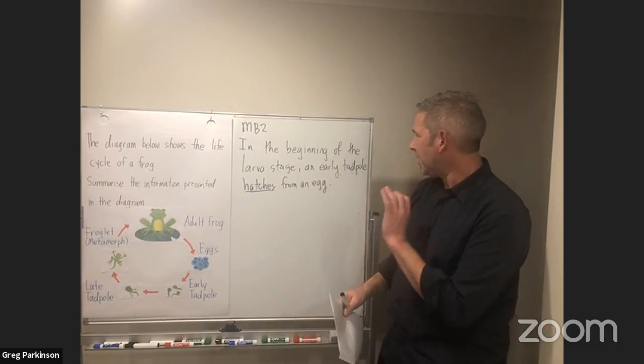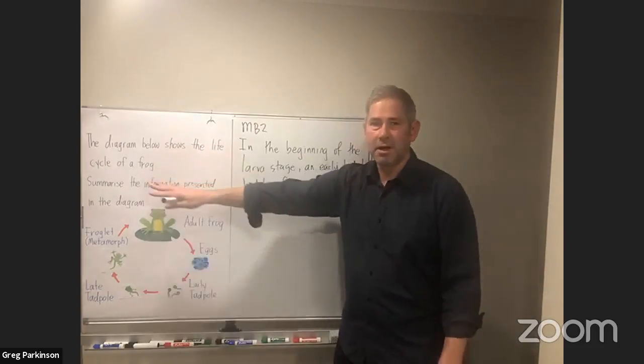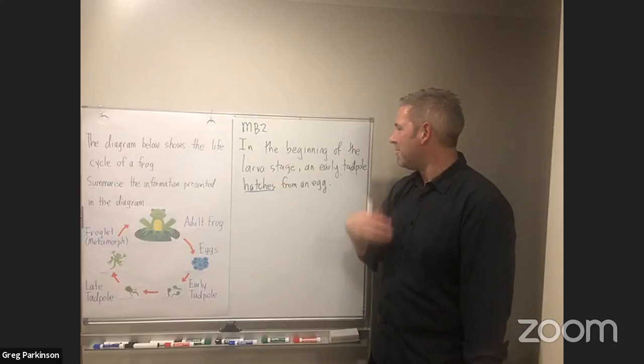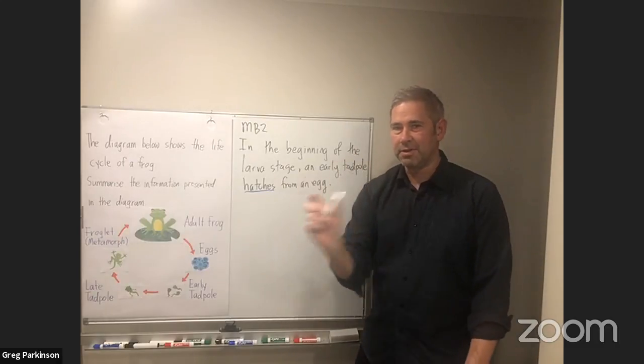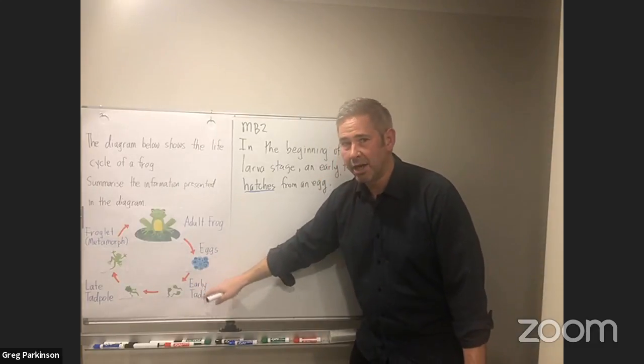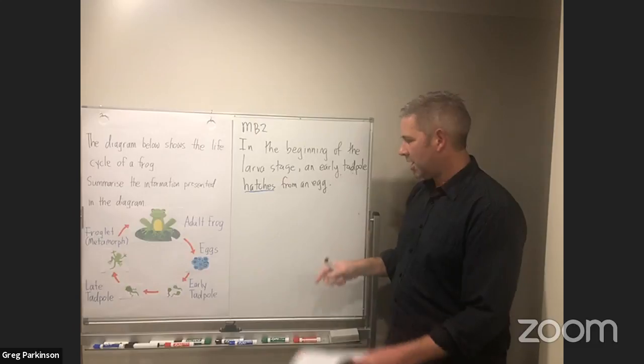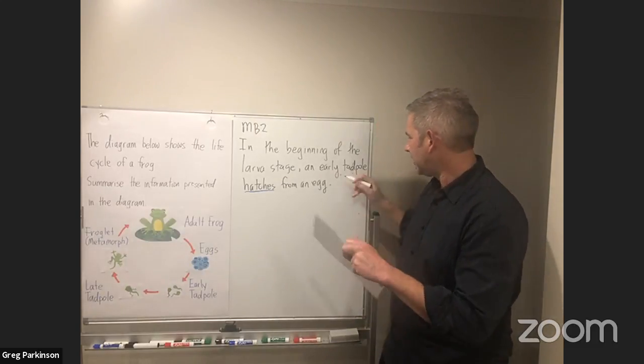So in the beginning of the larva stage, right? So instead of talking about the life cycle of the frog, I'm introducing different stages. An early tadpole, so I'm relating to the actual diagram. So everything's focused on the diagram. Hatches from an egg. Okay, next sentence.